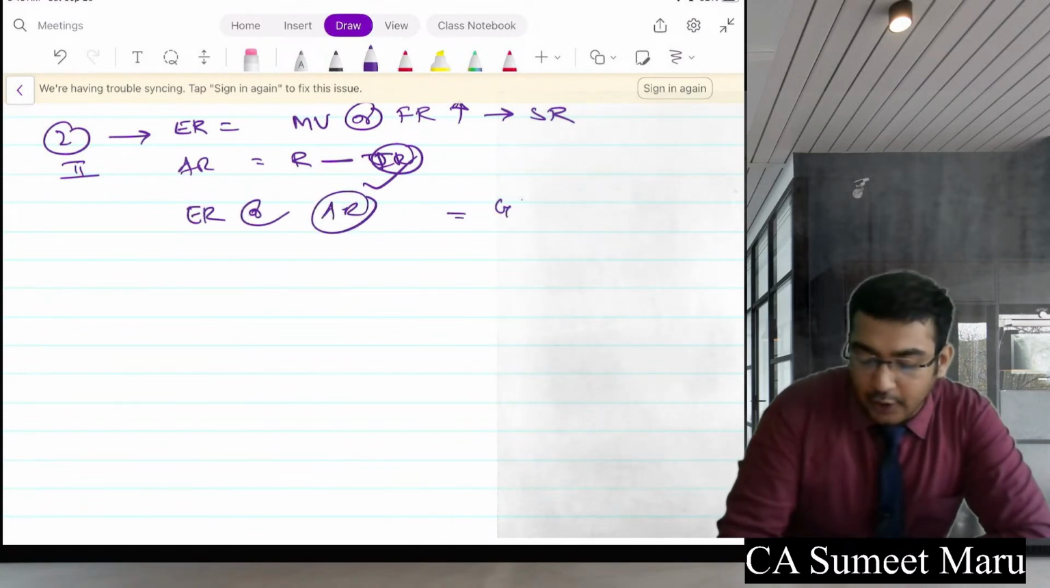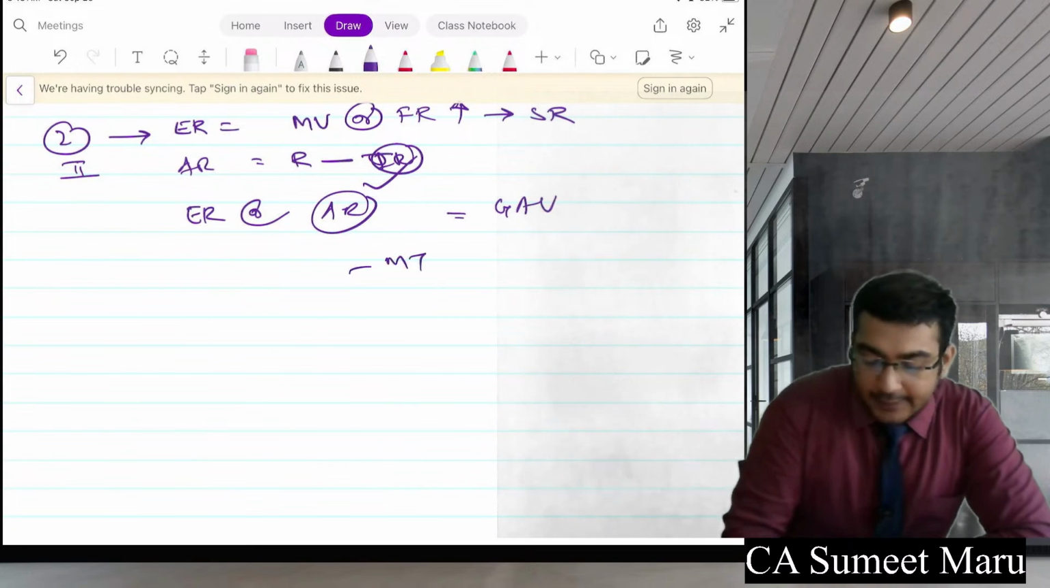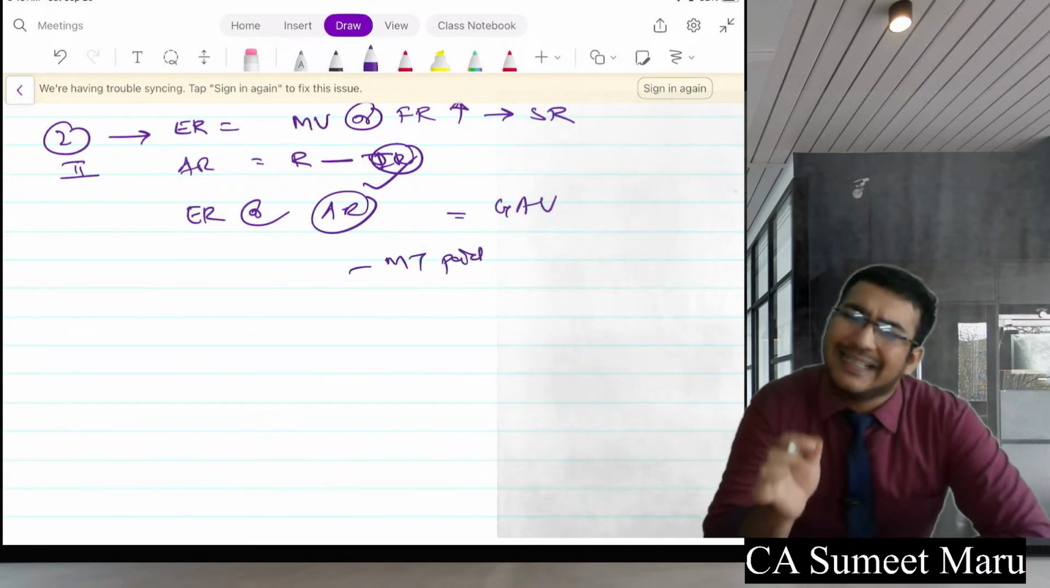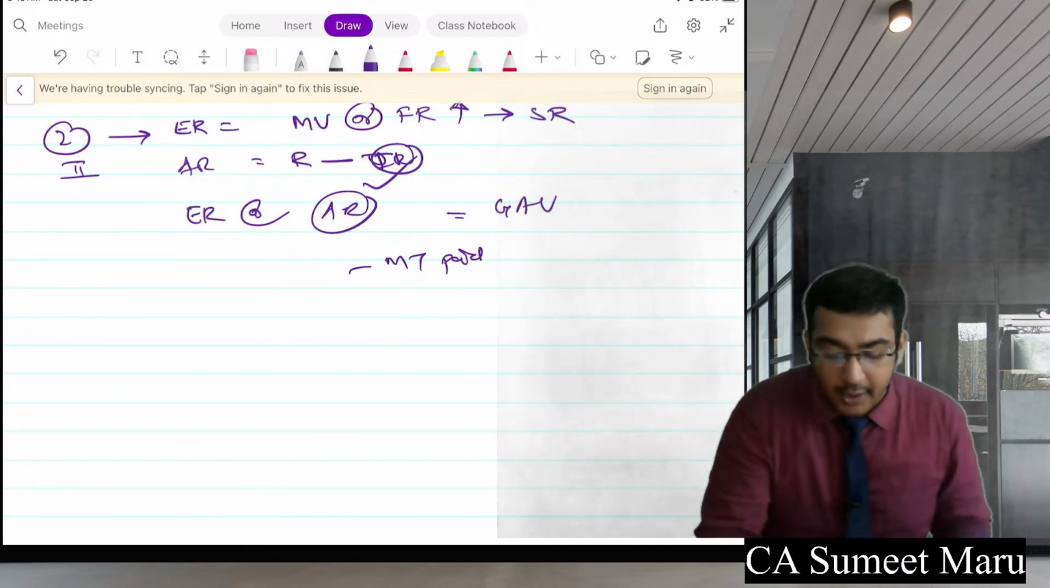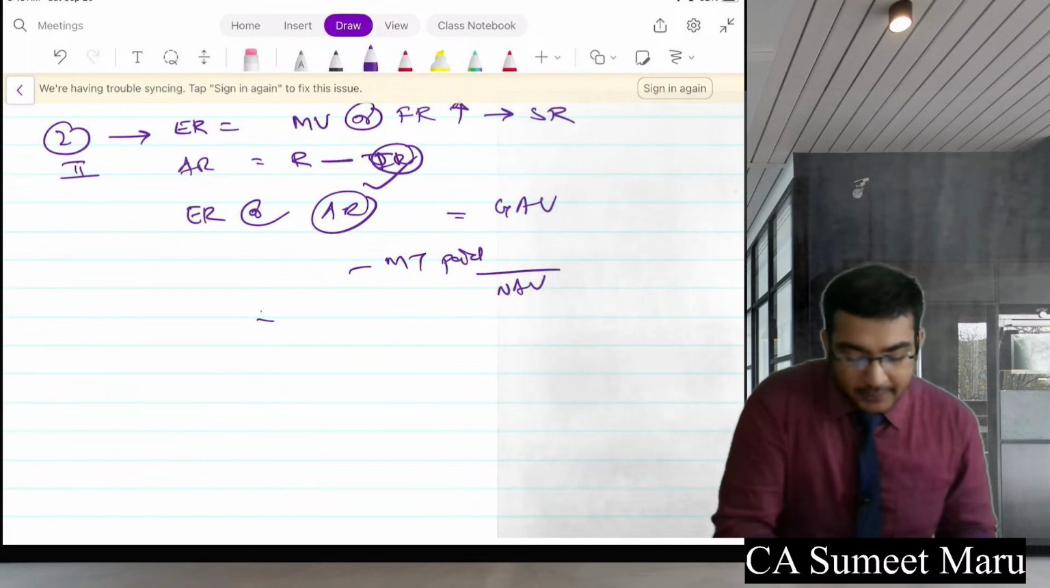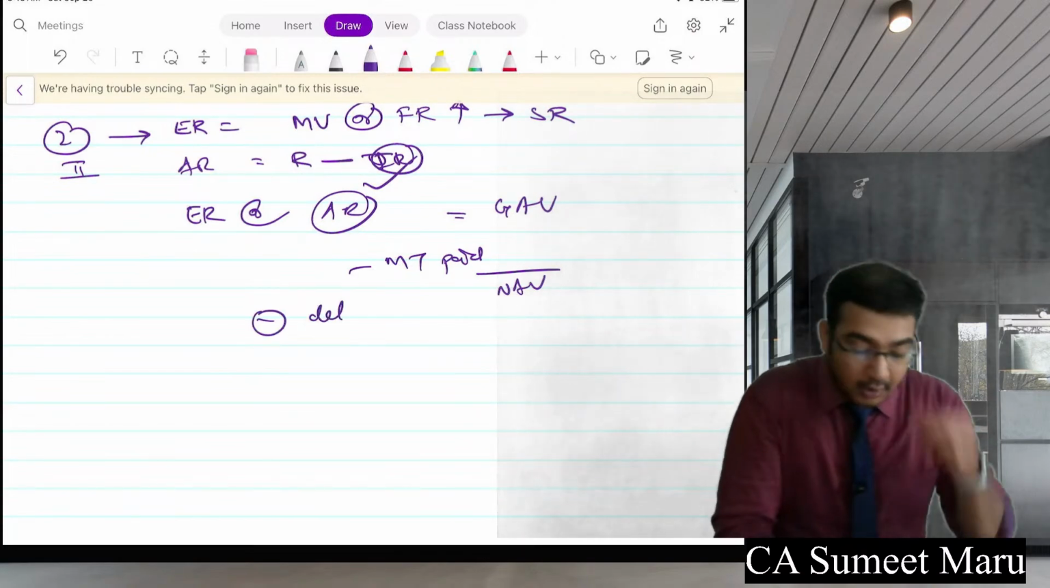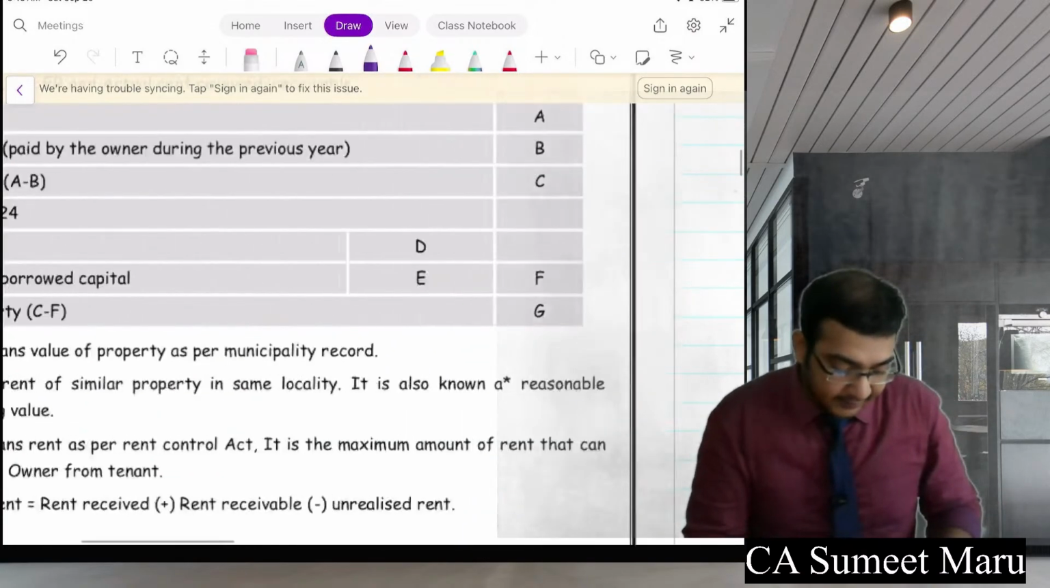This becomes your gross annual value. You will subtract municipal taxes paid. Always write it in the same form, municipal taxes paid, so automatically your answer would be correct. You will get your NAV. You subtract from this deductions under section 24.